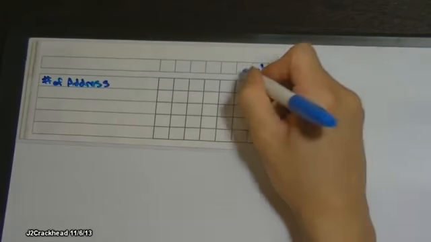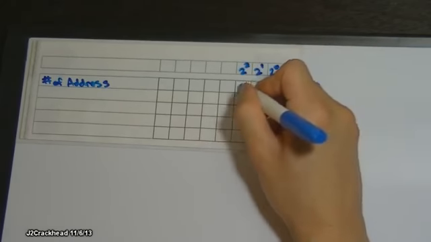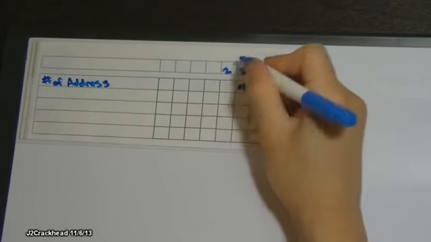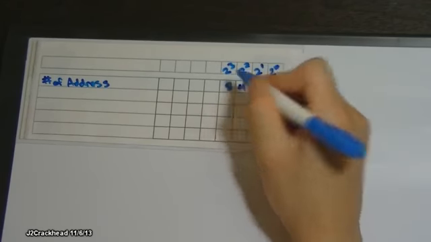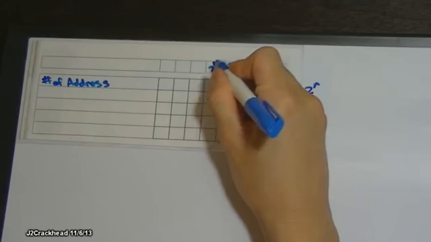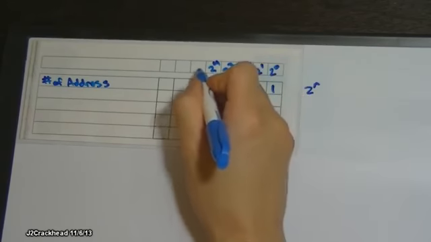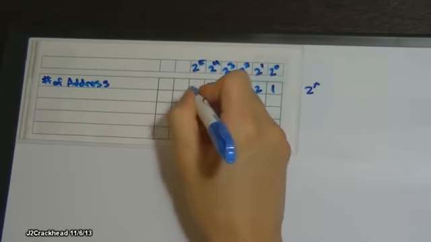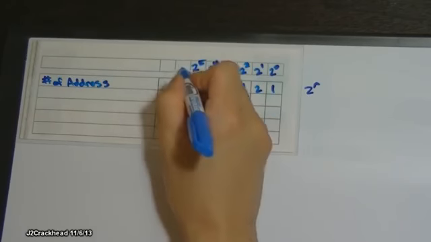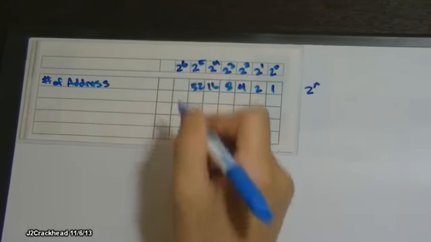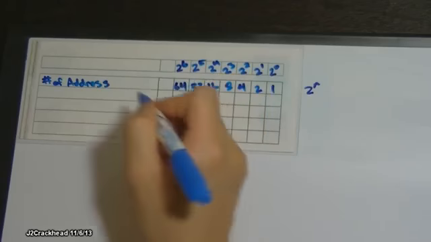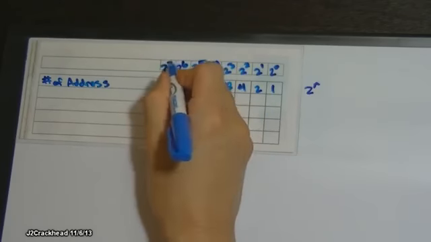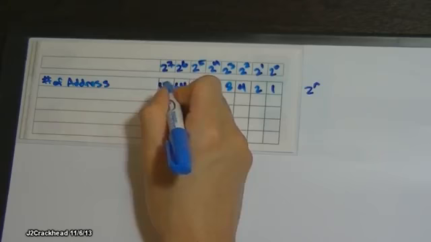It will be 2 to the 0 power, that will be 1. 2 to the first power, that will be 2. 2 to the second power, that will be 4. 2 to the third power, that will be 8. 2 to the fourth power, that will be 16. 2 to the fifth power, that will be 32. 2 to the sixth power, that will be 64. And then 2 to the 7th power, that will be 128.